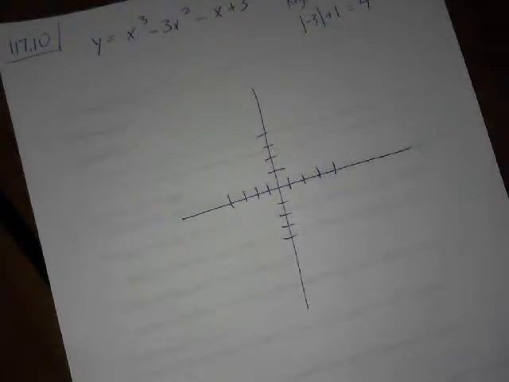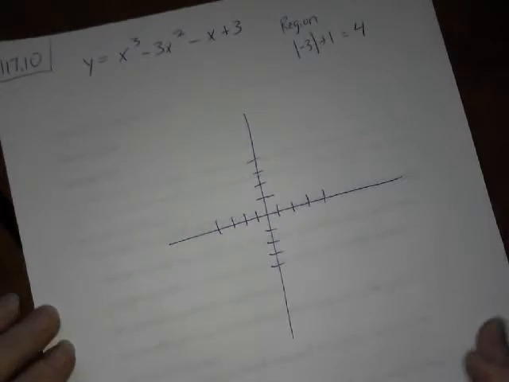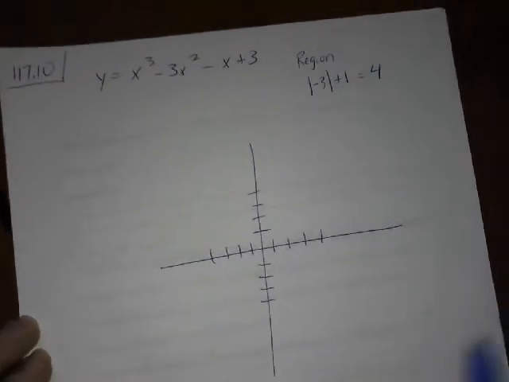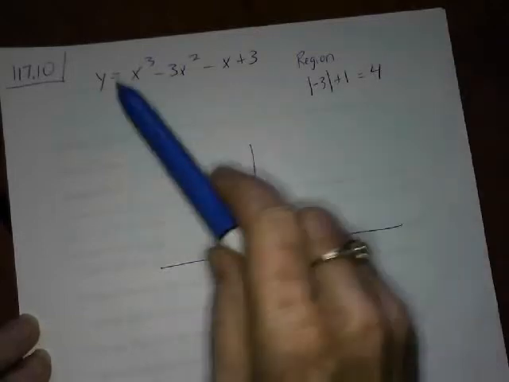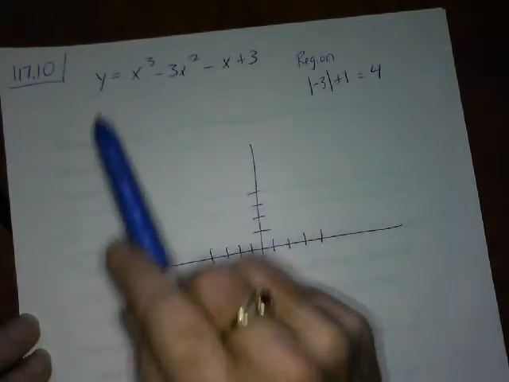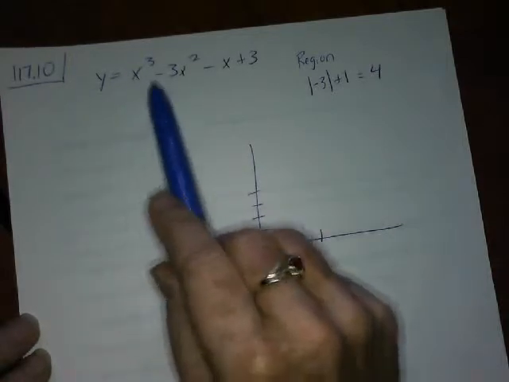Alright, here's a fun problem. Lesson 117, number 10. So I think I did a lecture video on this, region of interest. So what you do is the polynomial has to be normalized, or in other words, the lead coefficient has to be 1, and it is.